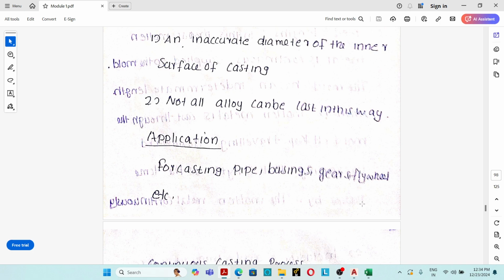We are discussing the centrifugal casting process. It is basically an expendable casting process, or it can be used as a permanent mold casting process. There are three types: true centrifugal casting process, semi-centrifugal casting process, and centrifugal pressure casting process. So in this section, I have discussed die casting process and centrifugal casting process. Okay.